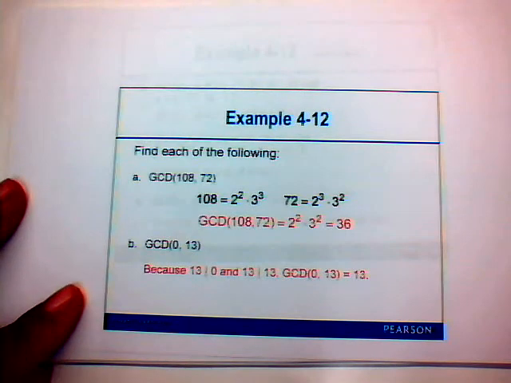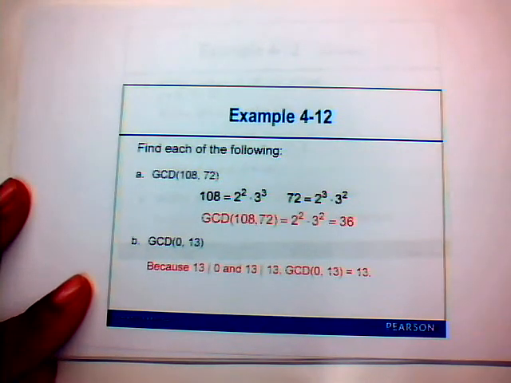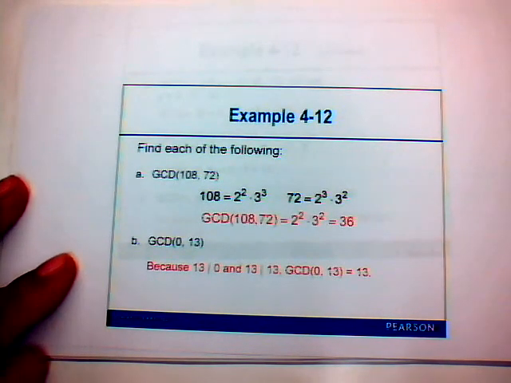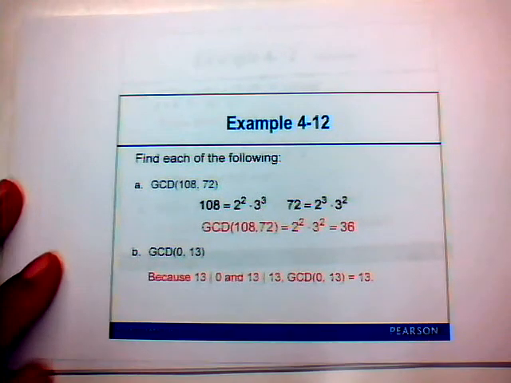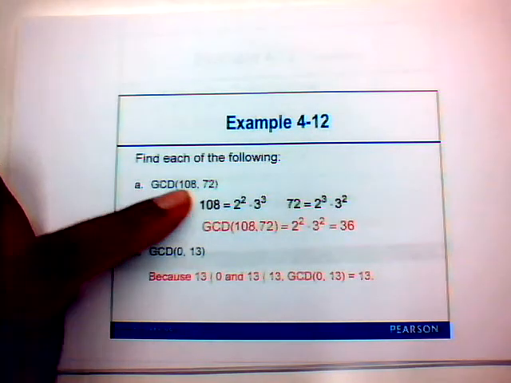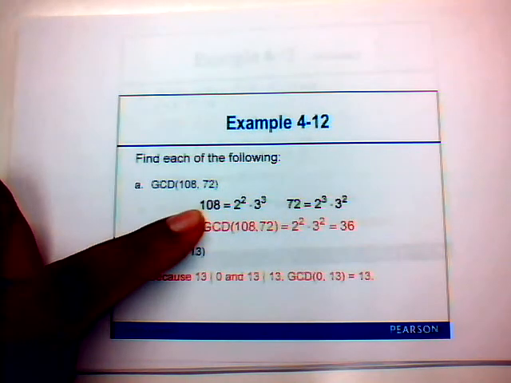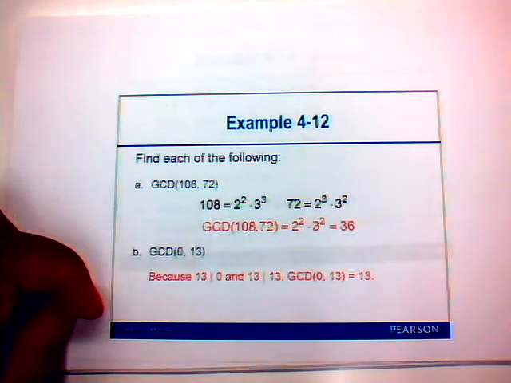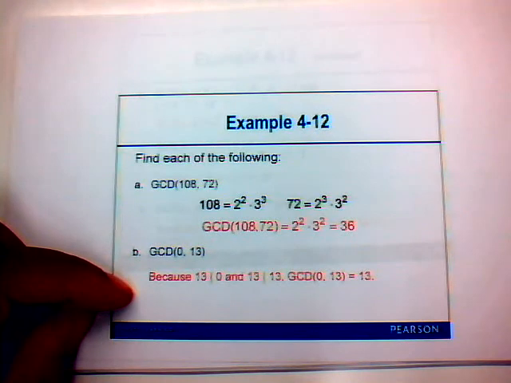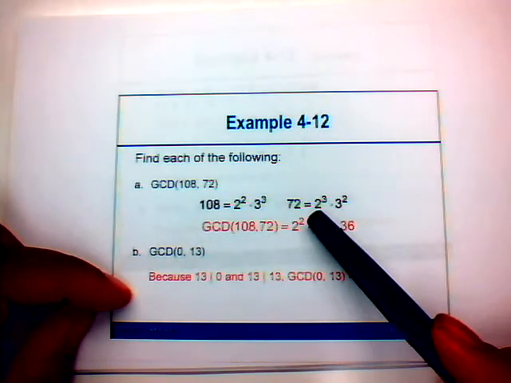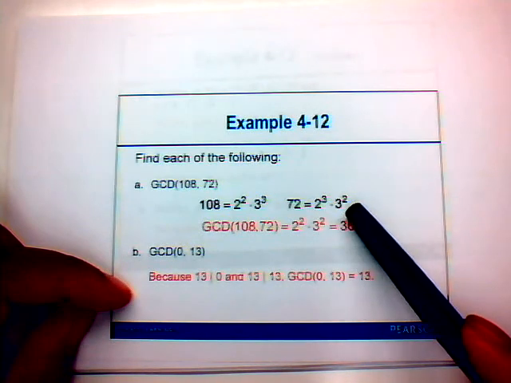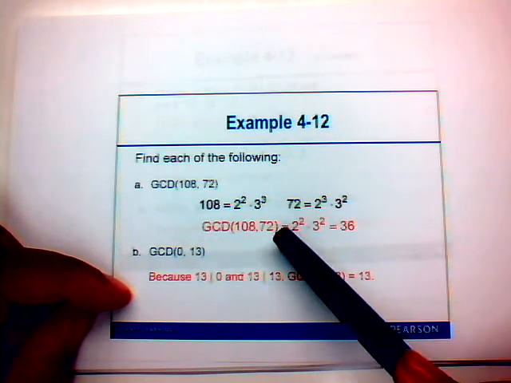Let's look at a couple of examples here. Using the prime factorization method, we want to find the GCD of 108 and 72. 108 is going to be broken up as 2 to the second times 3 to the second. And 72, if you use the factor tree, will be 2 to the third times 3 to the second. Okay, now we use each common factor.